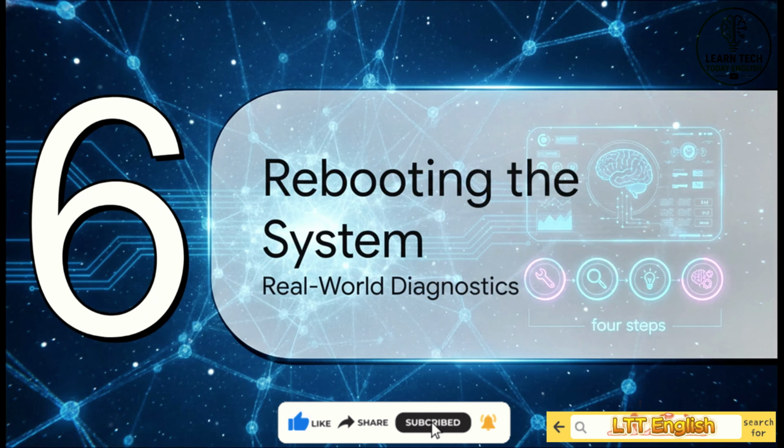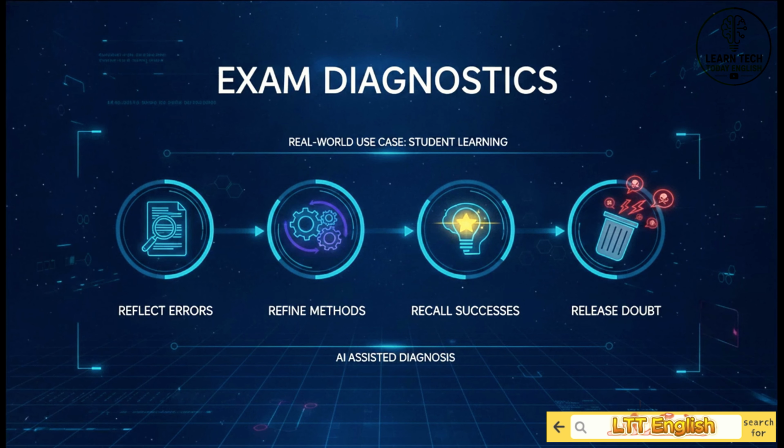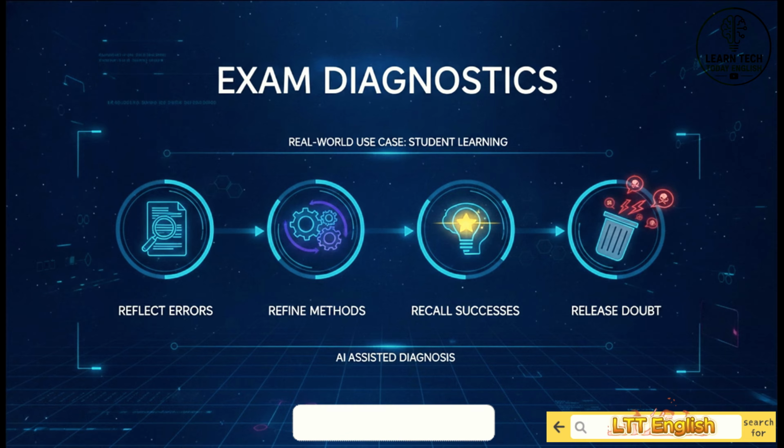And finally, step 6, rebooting the system. Let's look at a real-world use case to see exactly how these steps work together in practice. Theory is great, but application is where the upgrade actually happens. Imagine a student who just failed a major exam. Instead of feeling permanently defeated, they reflect on what study methods failed to rectify the error. Then, they repeat and refine the focus techniques that previously worked. They recall and relive a time they aced a test to boost their confidence. And finally, they release and recover by deleting the toxic comments from peers who doubted them. They transform permanent defeat into a powerful library of lessons.